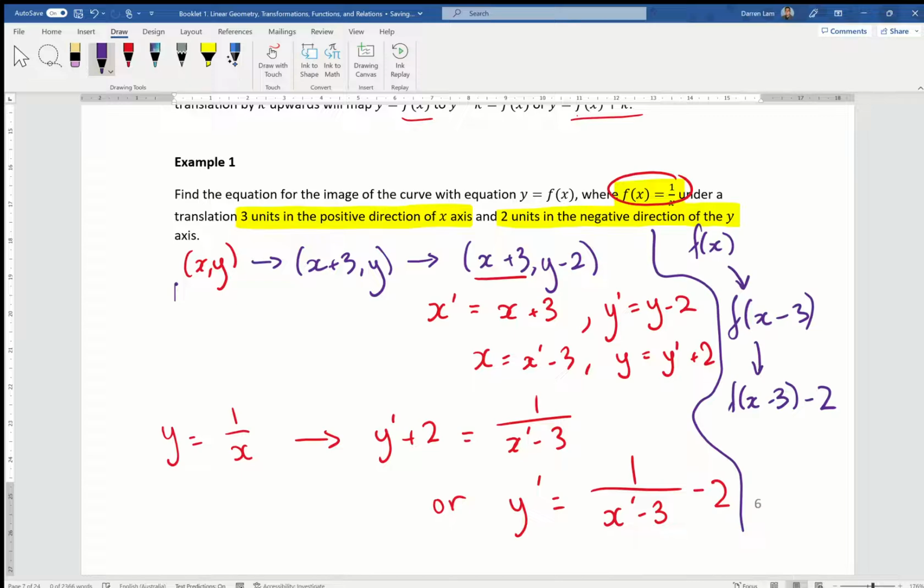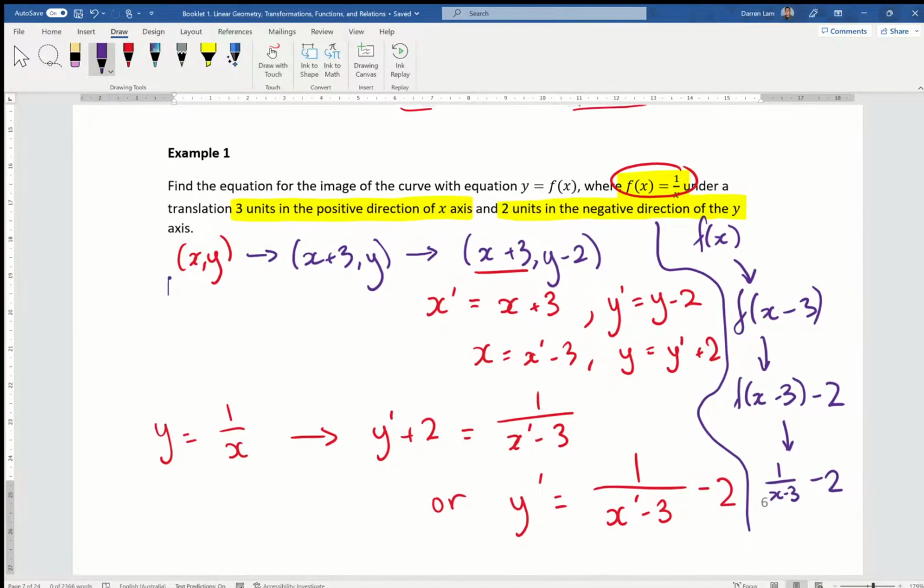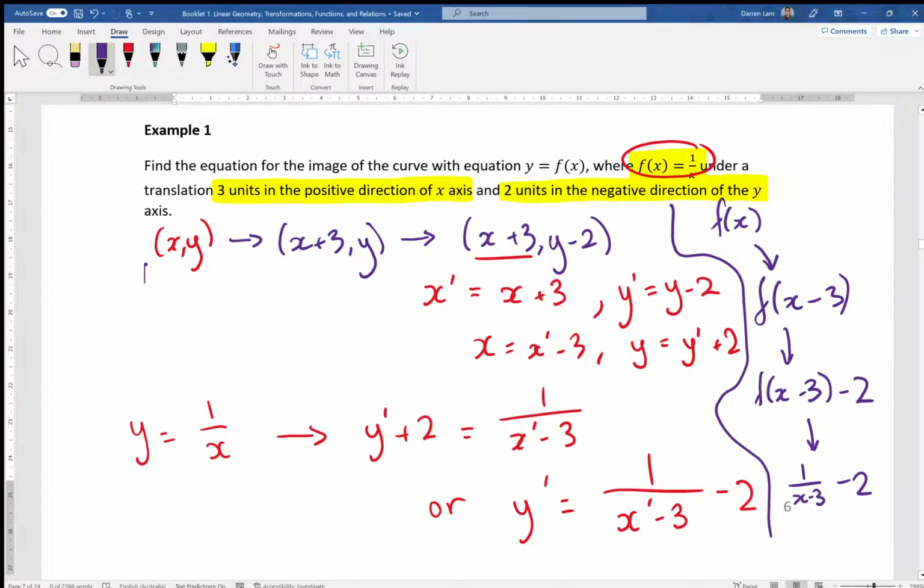Any qualms with that? Lovely. And if we substitute our values in, f of x minus 3, we get 1 over x minus 3. And then, of course, we have the minus 2 at the end. Done. Same thing. Both processes work. Personally, I think one's easier than the other. Okay. Are we happy to move on? Any questions about that?